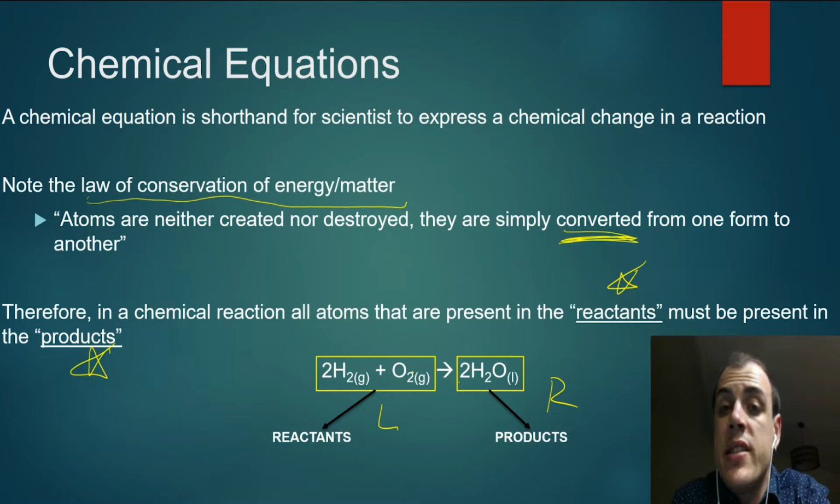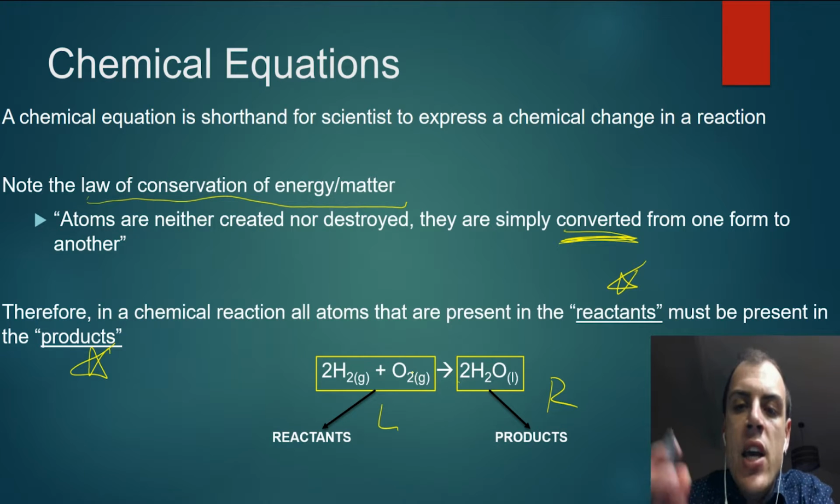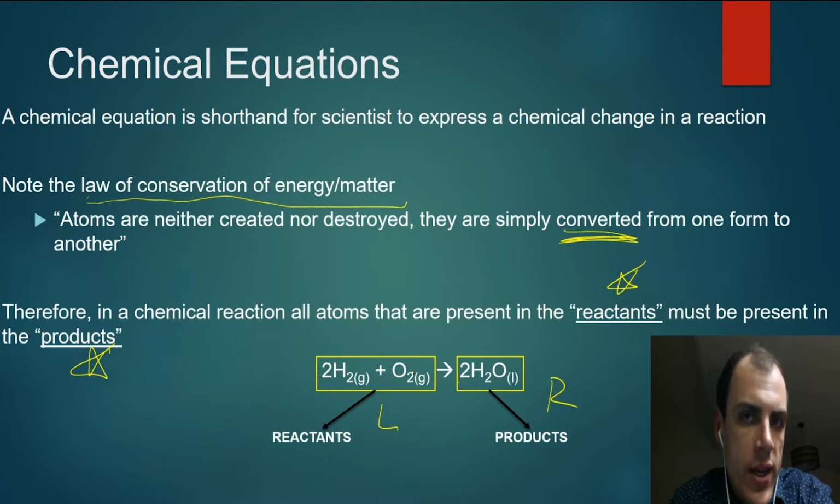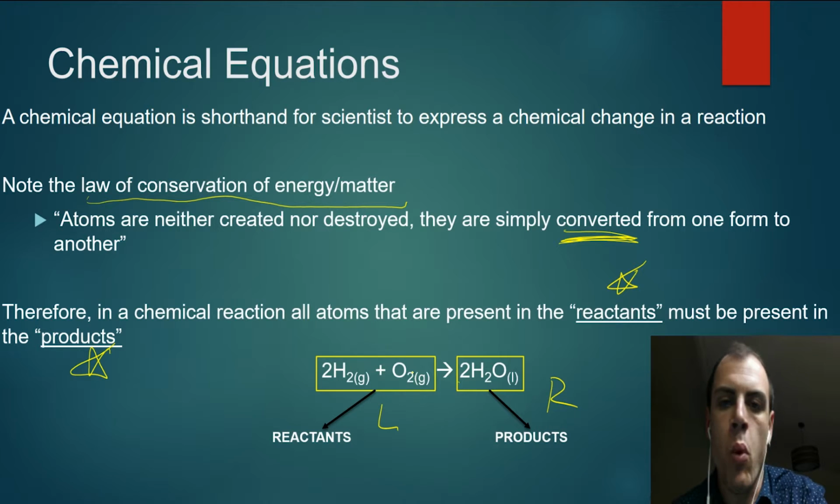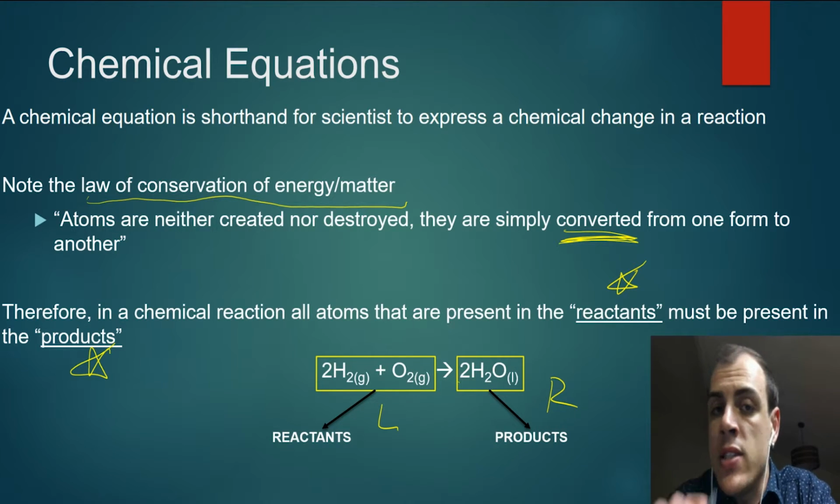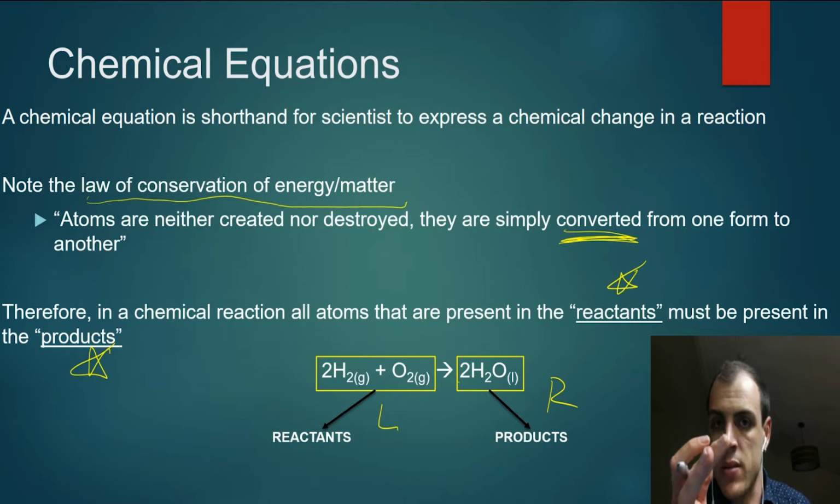Now we'll notice a couple of little symbols here. G simply stands for gas, L is liquid, S is solid, and AQ means aqueous. It just simply means it's dissolved in water. So those are the 4 you need to know: solid, liquid, gas, and aqueous, meaning that it is something that is dissolved in water.